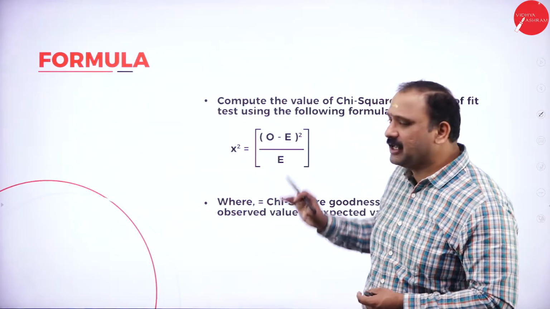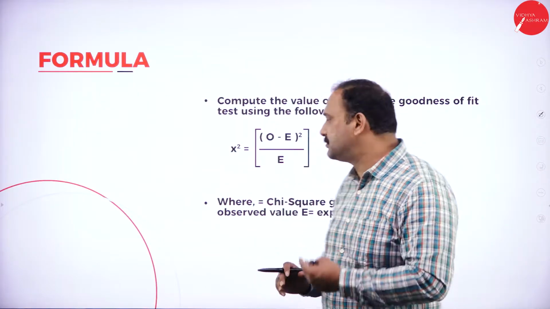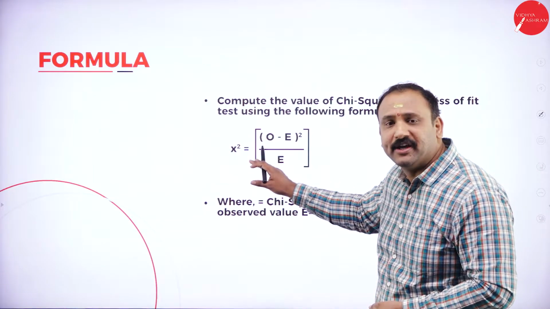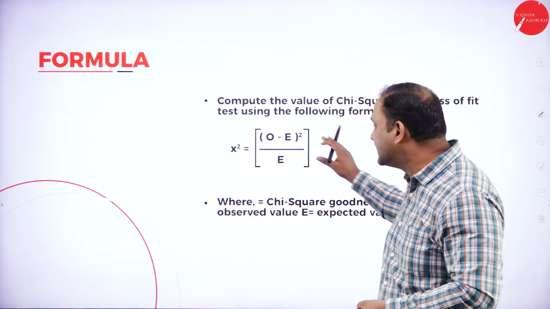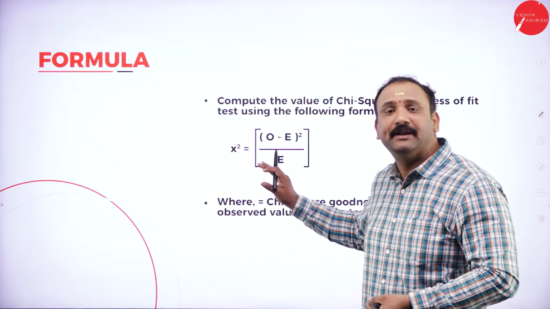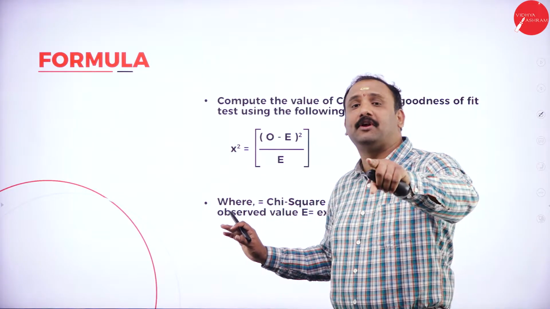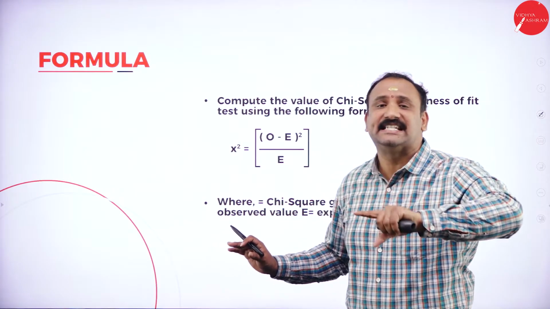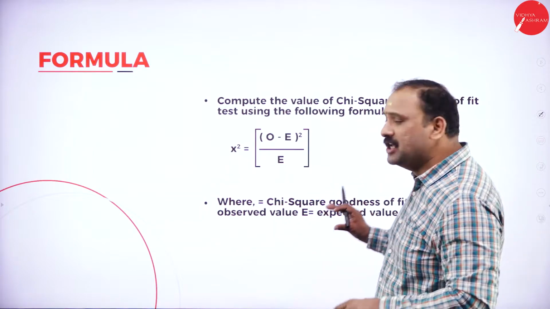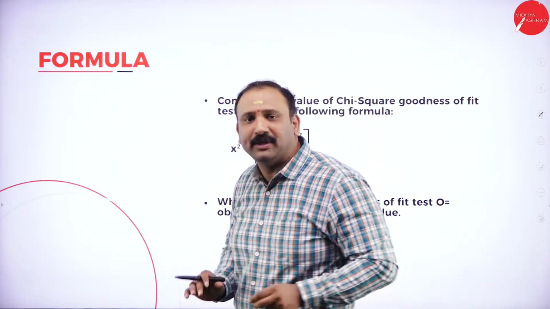Now, the formula for calculating comes into this picture where we say χ² = Σ (O − E)² / E, where O stands for the observed value and E stands for the expected value. So now look into the comparison that we are talking about.